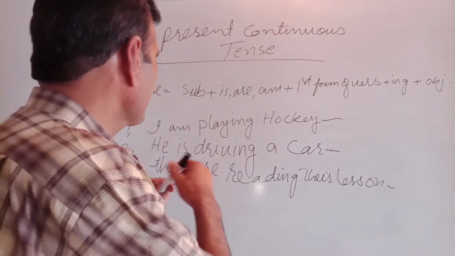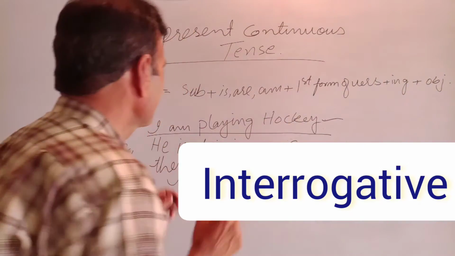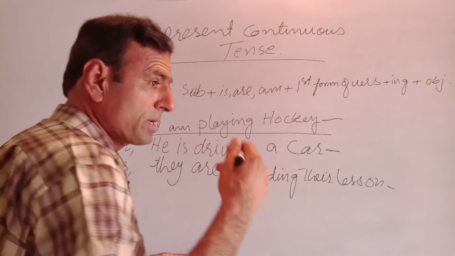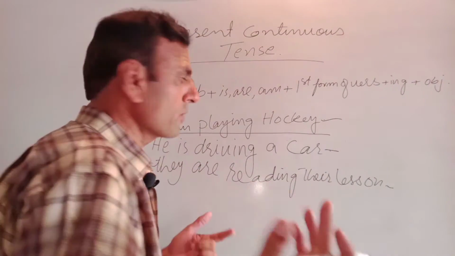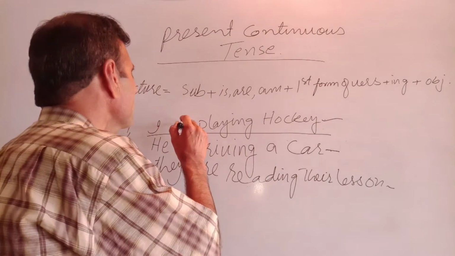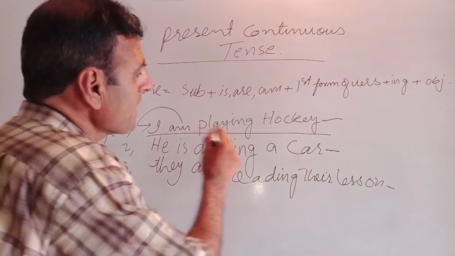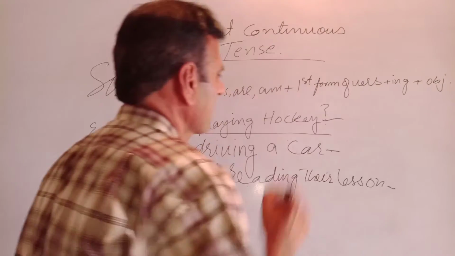Now, we are gonna change this sentence into interrogative. If we are changing this sentence into interrogative means we are asking some question if someone is playing hockey or not, so we bring the helping verb am at the start of the sentence. Am I playing hockey? And we put here a question mark.